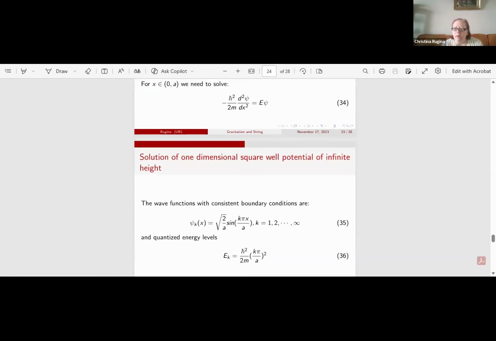It's the wave equation with consistent boundary conditions like that. The boundary conditions are the fact that at 0 and a the wave function is 0. Those are the consistent boundary conditions, and you get the solution for this equation, and the quantized energy levels are these.